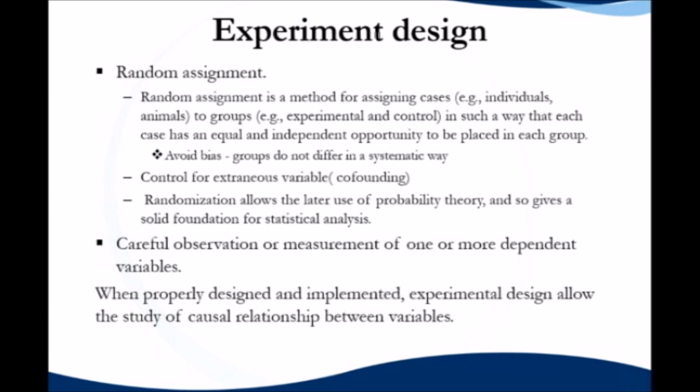I've tried to ensure that the units that I'm assigning to the groups don't differ systematically. I don't find that in this group I've only put older people, and in the other group I've put mostly young people. What randomization does, it ensures that there are no systematic differences. Everything is random. So randomization is also used to ensure that we control for confounding, which are variables that we are not interested in. But if we don't randomize, those variables can affect your response variable.